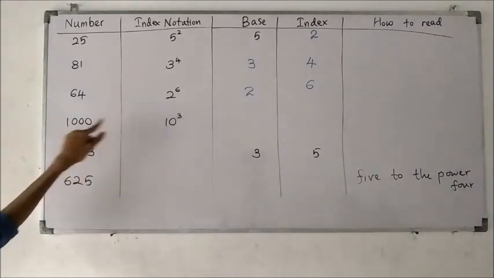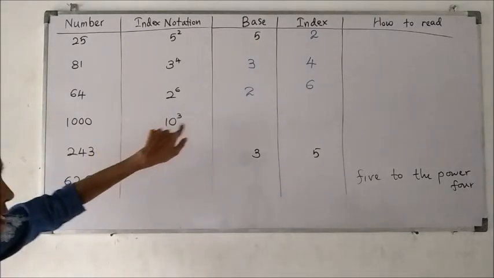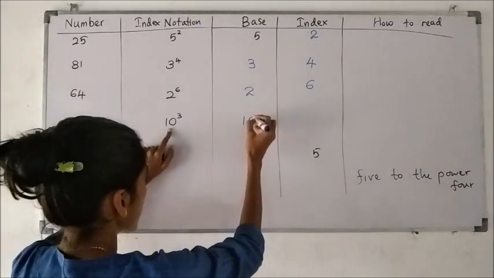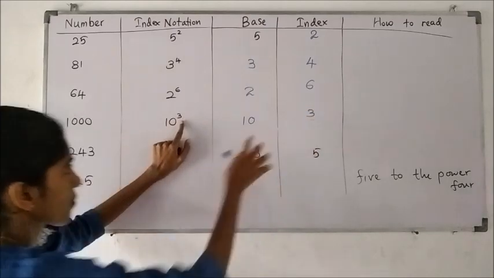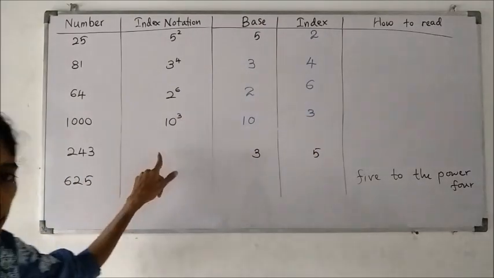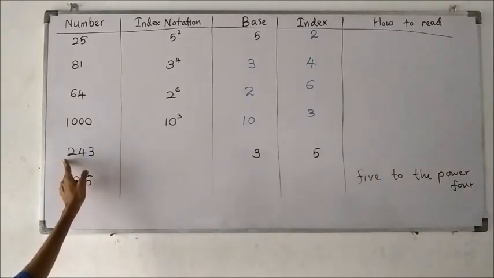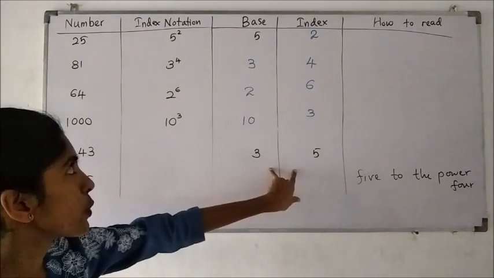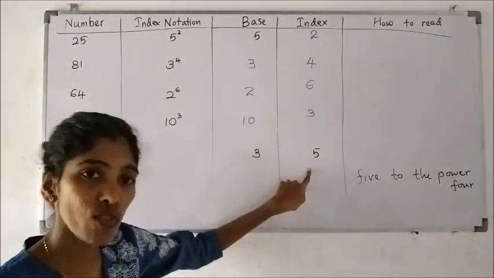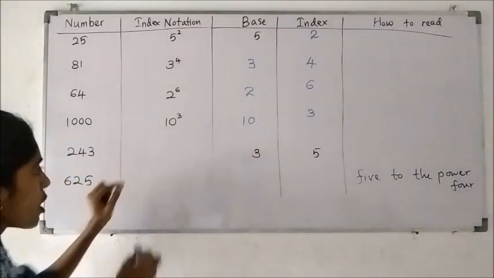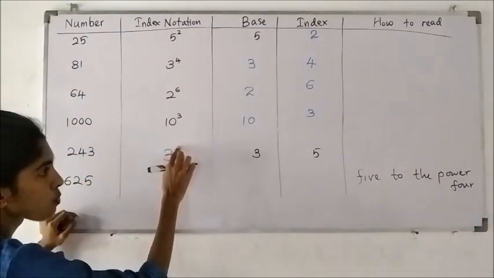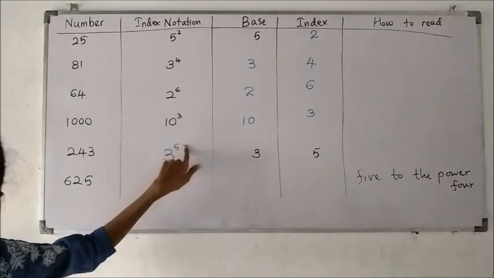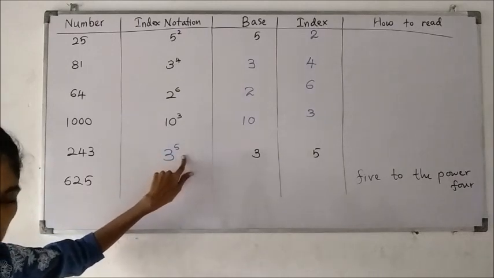Next, 1000 equals 10 to the power 3. This is in index notation. This is just as a number. So the base is 10 and the index is 3 here. Now you are not given in index notation. You are provided the number 243 should be written in index notation. Okay, but you are given these two clues. The base is 3, index is 5. So easily you can write the below number as 3 and the top small number is 5. So how do we read this? 3 to the power 5. 3 to the power of 5.